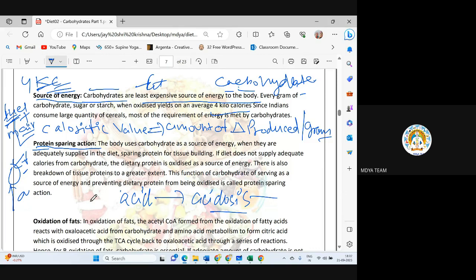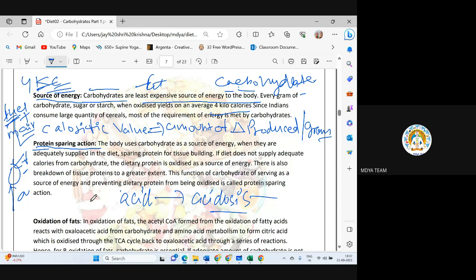But as I explained earlier, our brain cells and heart cells need a continuous supply of energy. If there is just a 2 or 3 second delay in production of energy, then there will be a brain stroke, and there will be cardiac infarction, meaning a heart attack. So energy is very important for vital organs. So our body is going to produce energy anyhow.